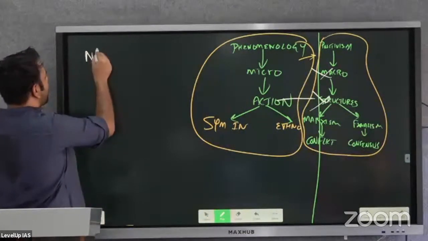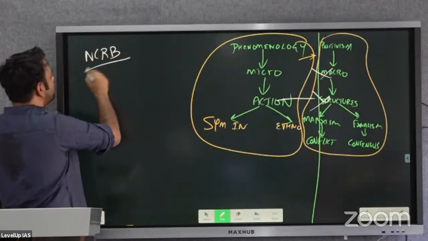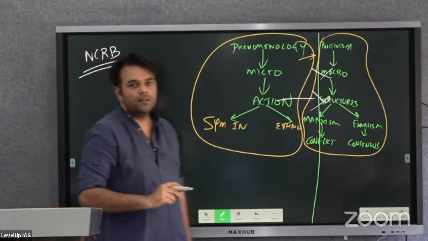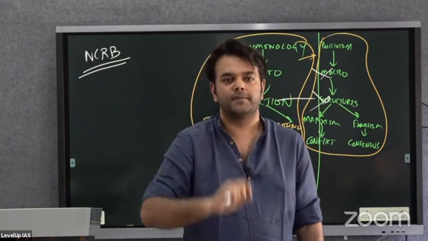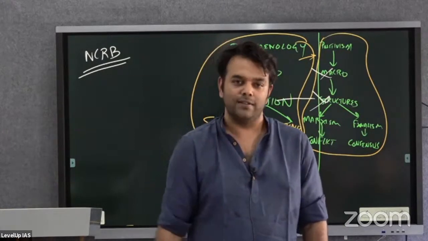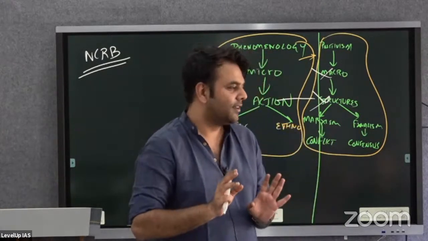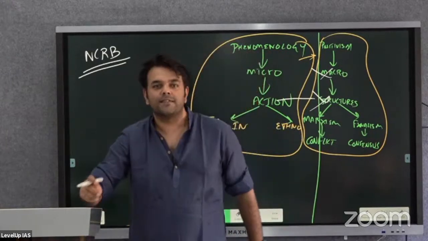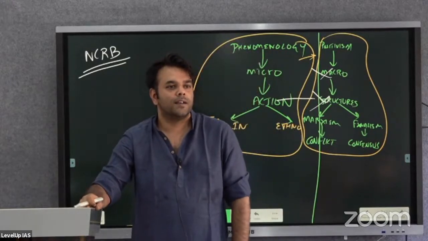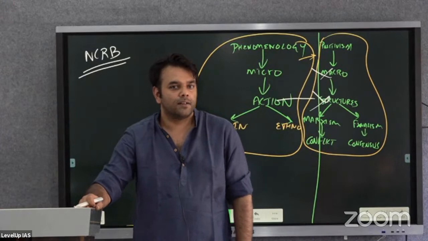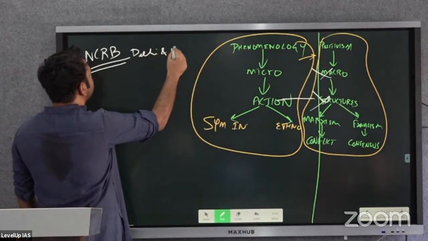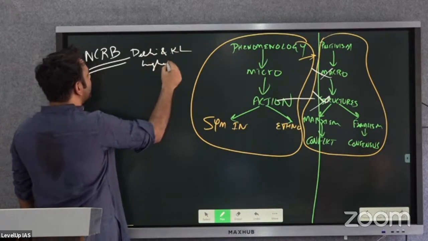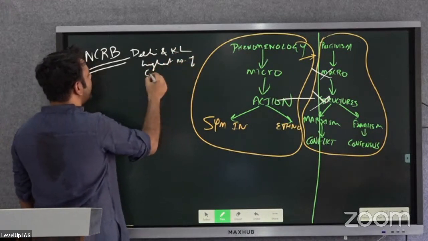NCRB, National Crime Record Bureau, during lockdown reported one fact. The fact was Delhi and Kerala recorded highest number of cases. ये बीच में न्यूज़पेपर में आया एक दिन. दिल्ली and Kerala highest number of cases, कोविड केसेस.